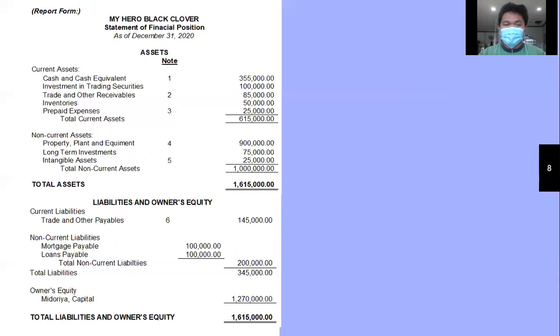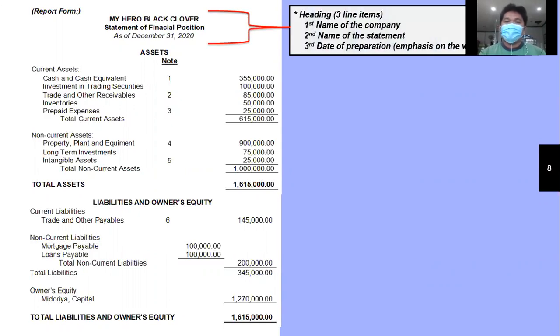For example, this is an example of a report format of the balance sheet or statement of financial position. First of all, don't forget the heading. The heading is composed of 3 line items: the name of the company, which in this case is My Hero Black Clover; second, the name of the statement, which is Statement of Financial Position; and the third is the date of preparation. In this case, this is the financial statement as of December 31, 2020.